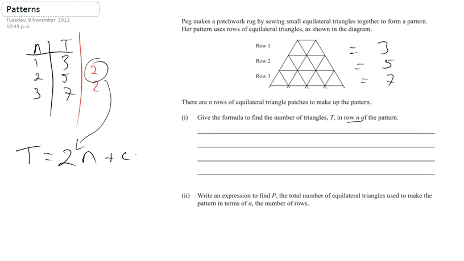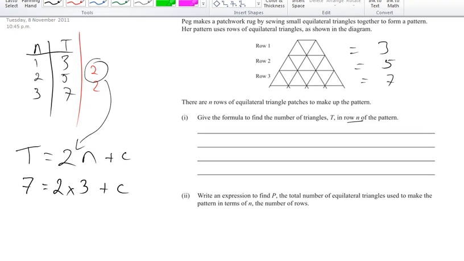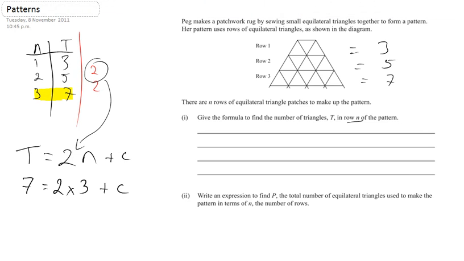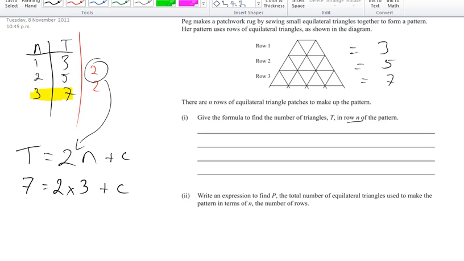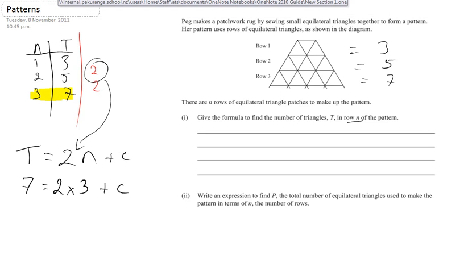To find out my constant, the best way is to substitute a number in. So T equals 2 times 3 plus C. And look, I've got that from one of my points in my table. I could have chosen any point, it doesn't matter. 2 times 3 is 6, so 7 equals 6 plus this number that I don't know, so the number must be 1.